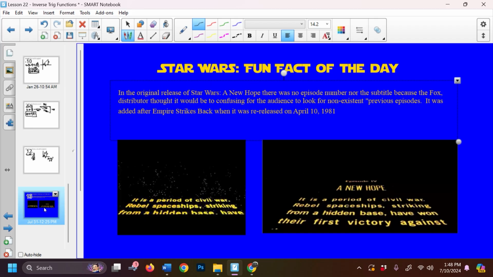The Star Wars fun fact of the day: in the original release of Star Wars A New Hope, there was no episode number nor the subtitle because the Fox distributor thought that it would be confusing for an audience to look for non-existent previous episodes. It was added after Empire Strikes Back when it was released on April 10th, 1981, and it would take until 1999 before episode 1 came out, which is a number of years later.